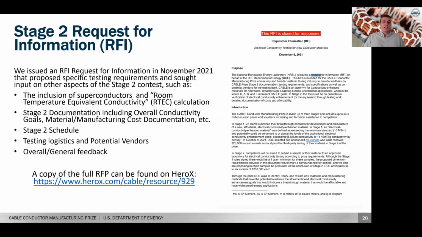Now back to the competition details and why we developed them. We issued an RFI, request for information, in November 2021. It proposed specific testing requirements and sought input on other aspects of the Stage 2 contest, such as the inclusion of superconductors and the room temperature equivalent conductivity calculation. It also covered Stage 2 documentation, including overall conductivity goals, materials and manufacturing cost documentation, and so on. This also included the Stage 2 schedule, testing, logistics, and potential vendors, and general feedback. Next slide, please.